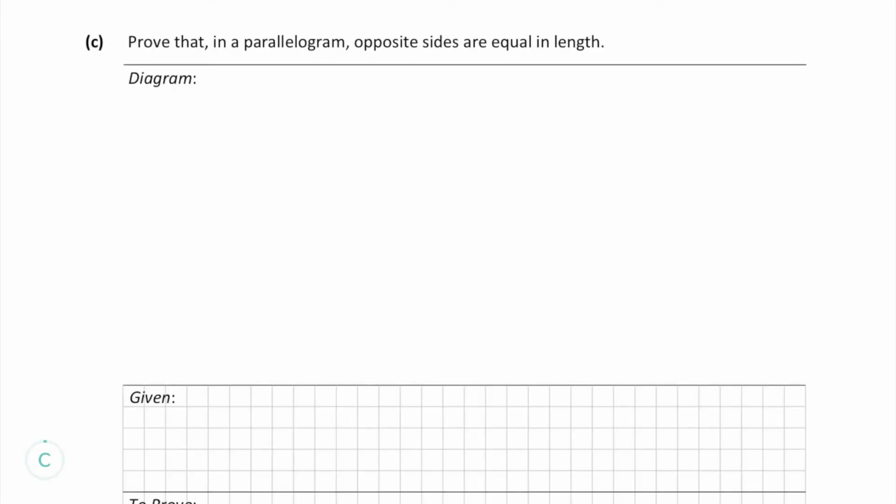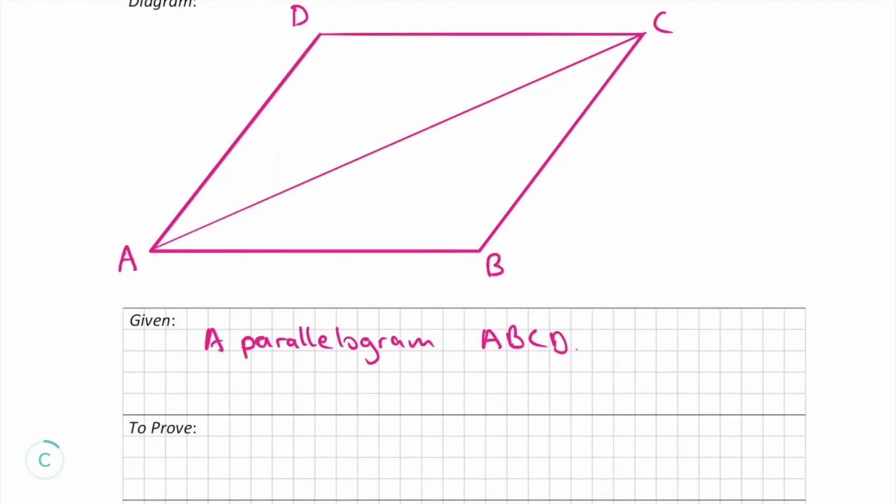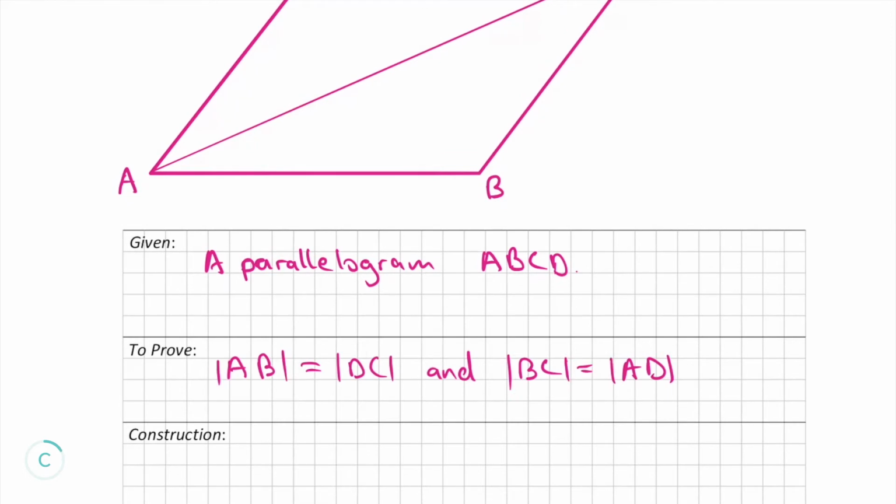In part C, it asks us for one of our proofs, which comes up almost every year on paper 2. The proof it asks us for is to prove that in a parallelogram, the opposite sides are equal. This is what your diagram should look like in the beginning. What we're given is a parallelogram with corners A, B, C, and D. Our goal in this case is to prove that the length of AB is equal to the length of DC, and the length of BC is equal to the length of AD.